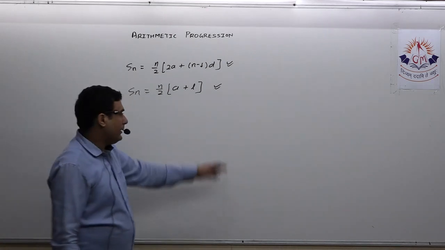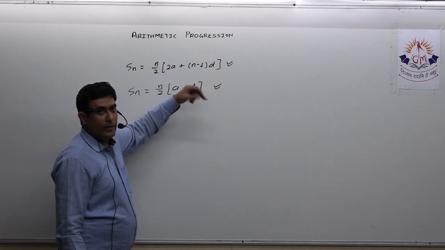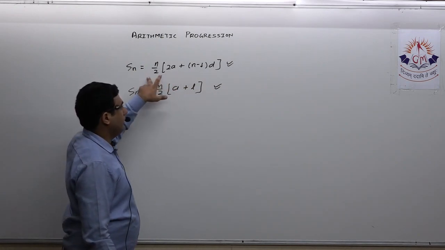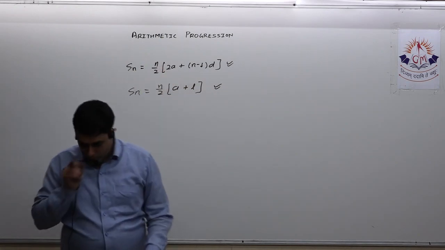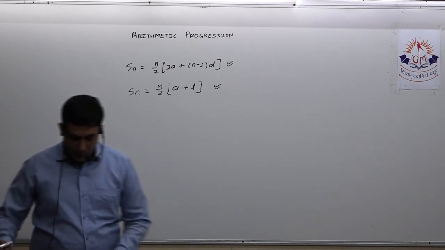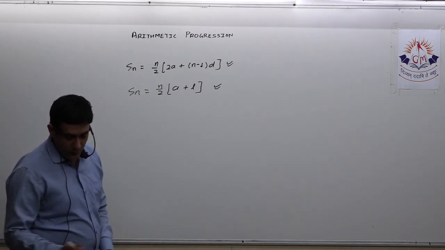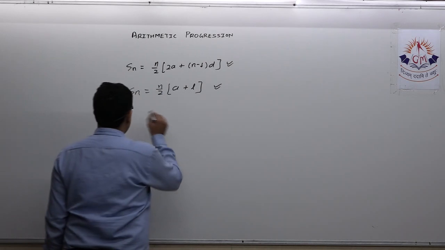If the first term and the last term are directly given, we'll go for this. If the number of terms n, d and the first term are given, then we'll go with this. So let us see the very first question based on this. Simply find the sum of first 22 terms. The AP is given; you have to find the sum of first 22 terms.